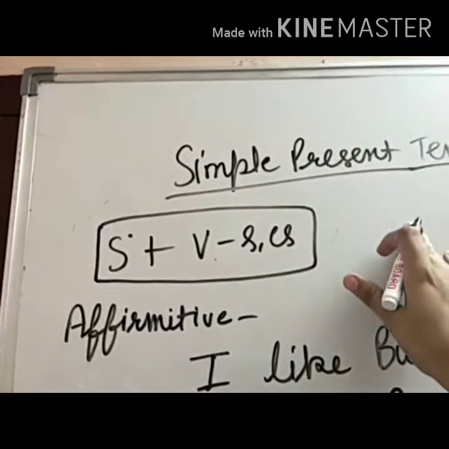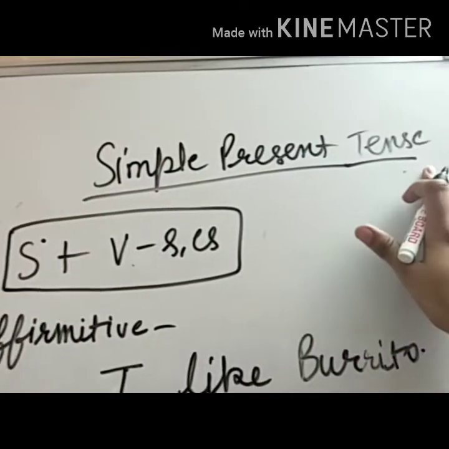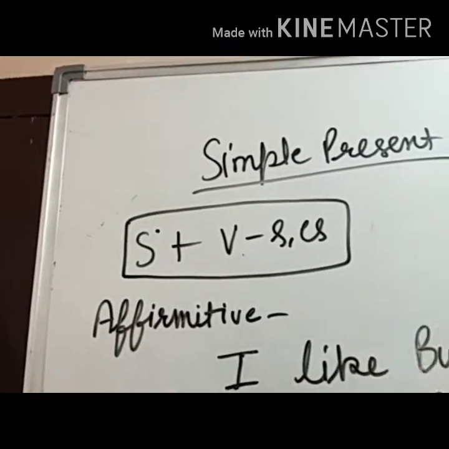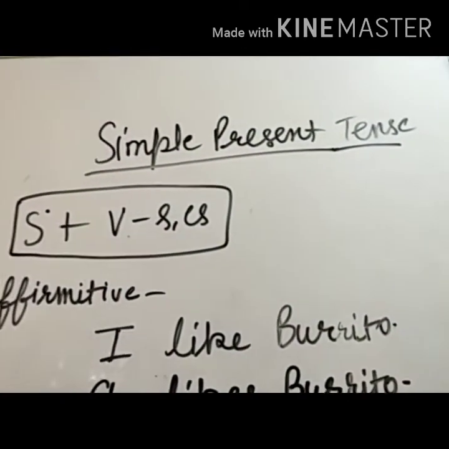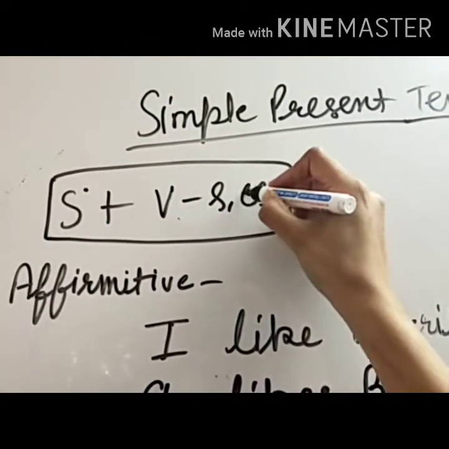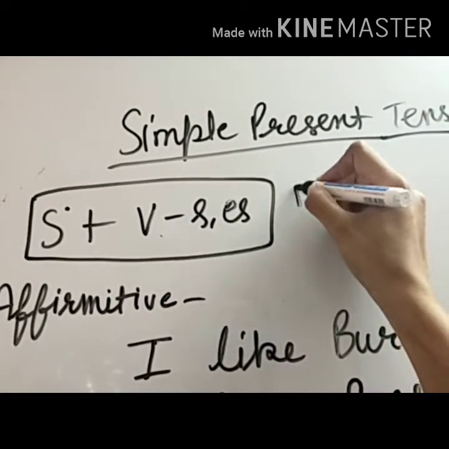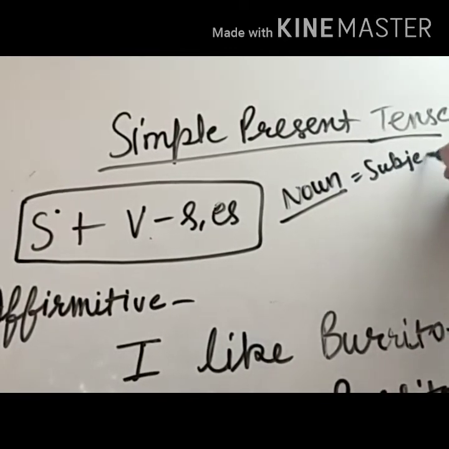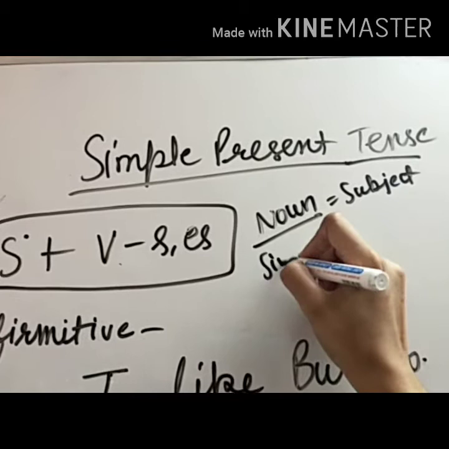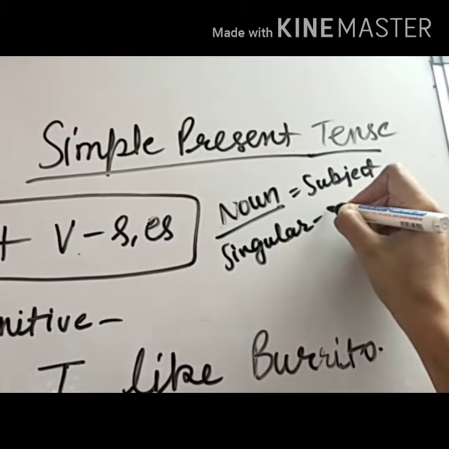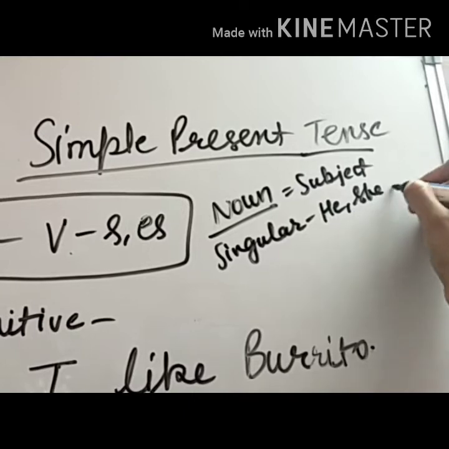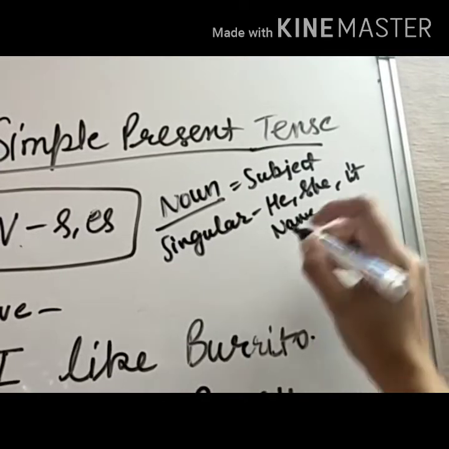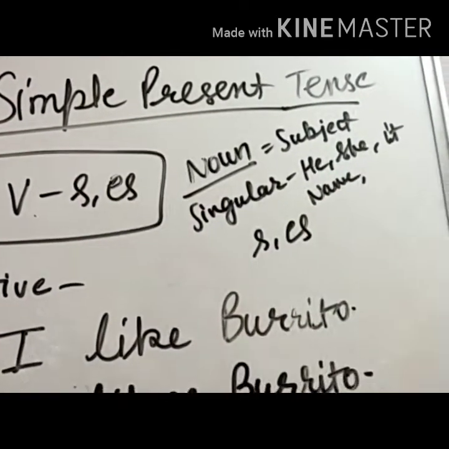Students, in this video, we will discuss simple present tense. The formation rule for simple present tense is subject plus verb with S/ES. When and why do we apply S/ES? When the subject, meaning the noun, is singular, like he, she, it, third person singular, or any name or person, then we apply S and ES.